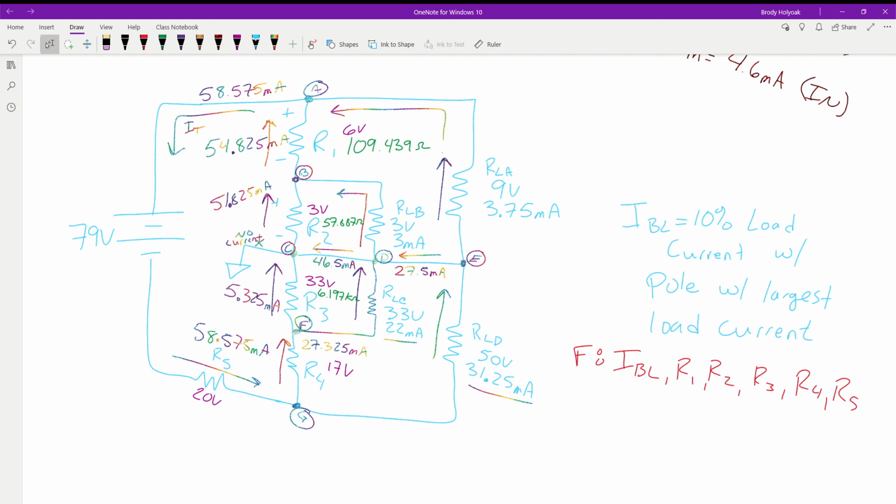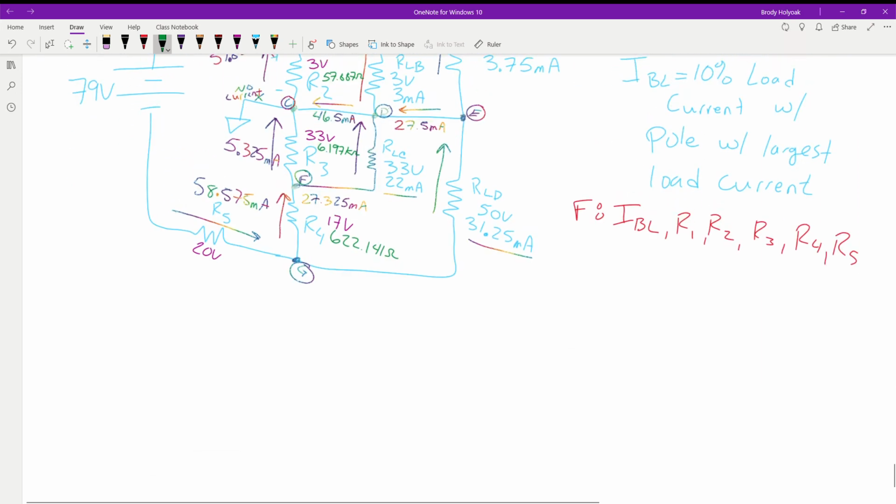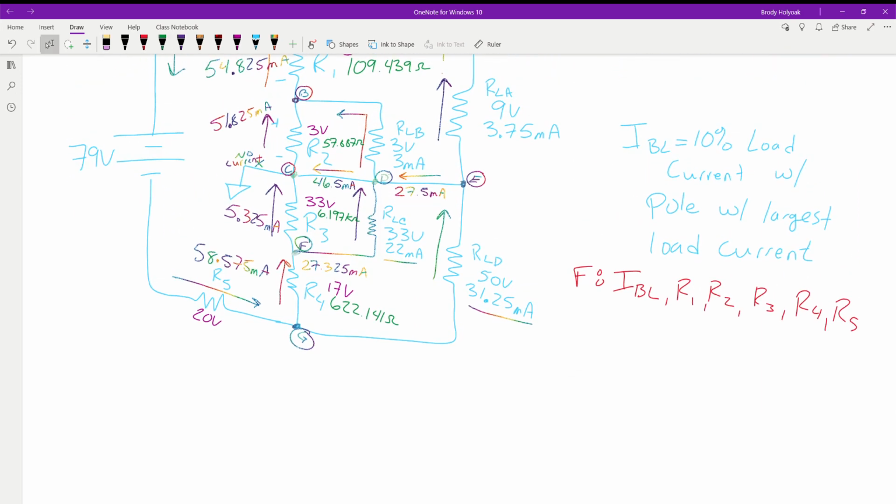R4. Yep, 17 volts divided by 27.325 milliamps. Correct. This current, the current that we had coming up through here, which is the 27.325. Yeah, 17 and then the 27. And our last one.